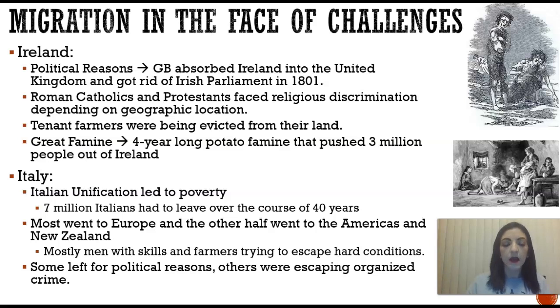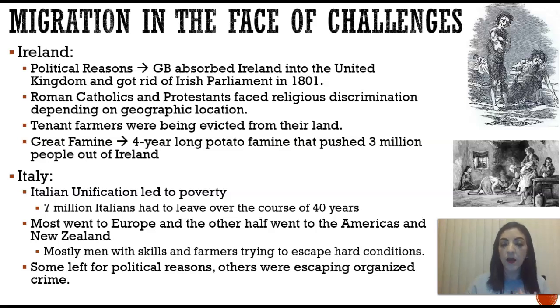In Italy, the Italian unification, so if you remember, Italy was not a unified country until the 1800s. It was all a bunch of separate independent city-states. And the unification of the country actually made the people poor, which is ironic. Normally you would think that uniting a country would make it stronger, but it actually hurt them. So 7 million Italians actually had to leave the country over the course of 40 years. Most of them went to Europe, the other half went to the Americas and New Zealand.